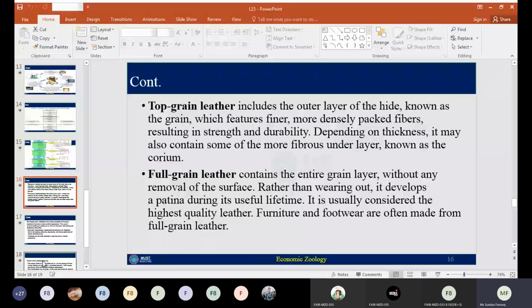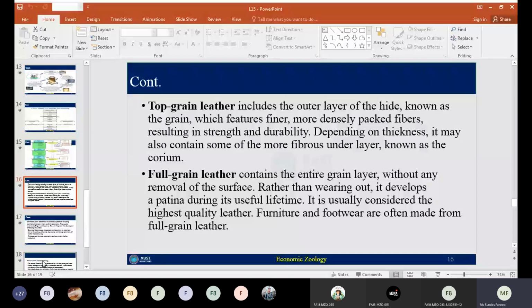If we generally discuss leather, top grain leather is the type of leather that includes the outer layer of the hide, known as grain, which features the finer, more densely packed fibers. That is responsible for the strength and durability. Depending on the thickness, it may also contain some of the more fibrous under layer, known as corium.